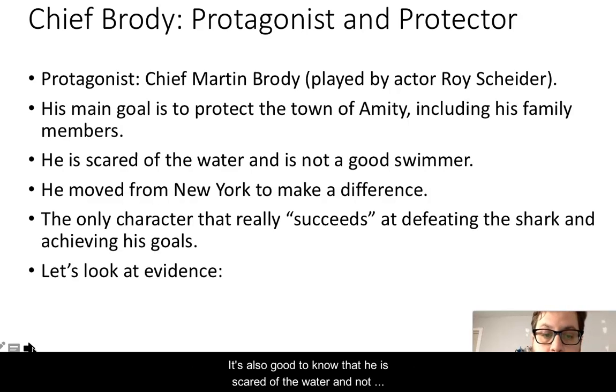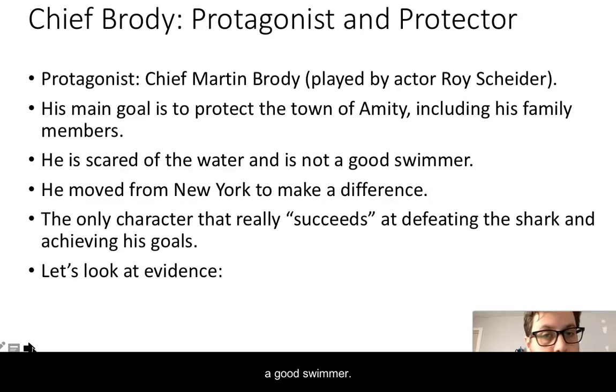It's also good to note that he is scared of the water and not a good swimmer. He moved from New York to Amity because, as he says, to make a difference. And he is the only character that really succeeds at defeating the shark and achieving his goal of protecting the community. So let's look at some evidence about Chief Brody.